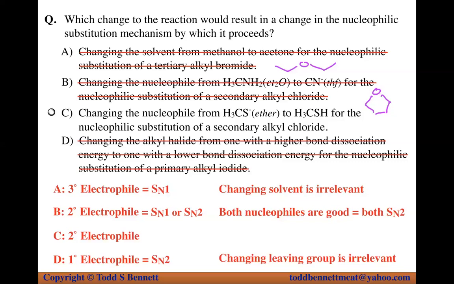Finally, this one better work out. So it's secondary in each case. In one case, it's a negative in ether, so a good nucleophile in an aprotic solvent. In the second case, it's an okay nucleophile, but we're no longer in an aprotic solvent. We just have it as its solvent. So definitely SN2 conditions for this.